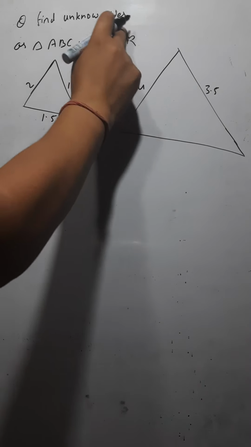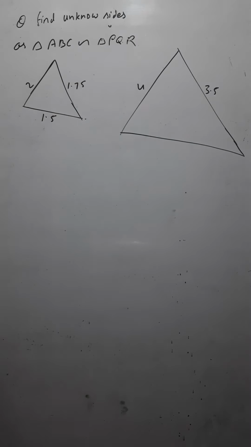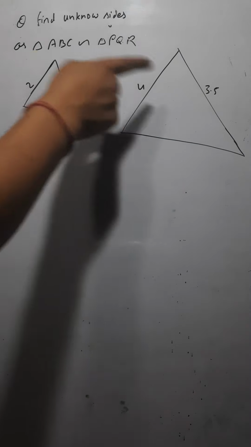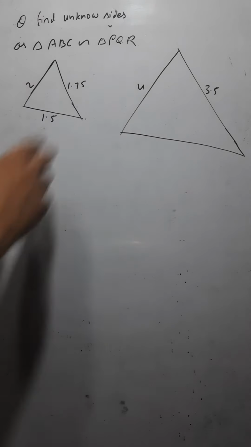Previously we have just discussed the conditions of similarity. Any two triangles are similar only if their corresponding angles are equal and their sides are in the same ratio, or you can say their sides are proportional. Then only the two triangles would be similar.